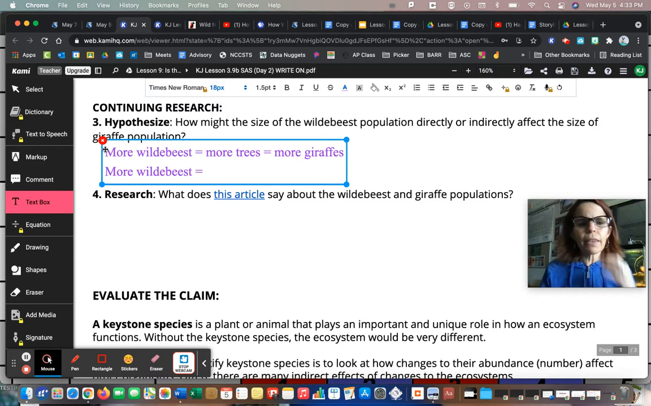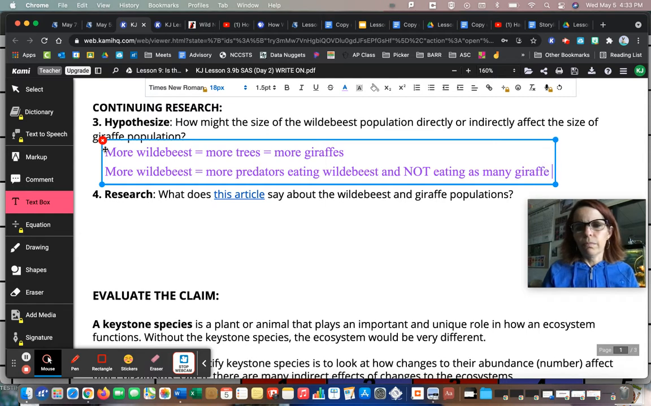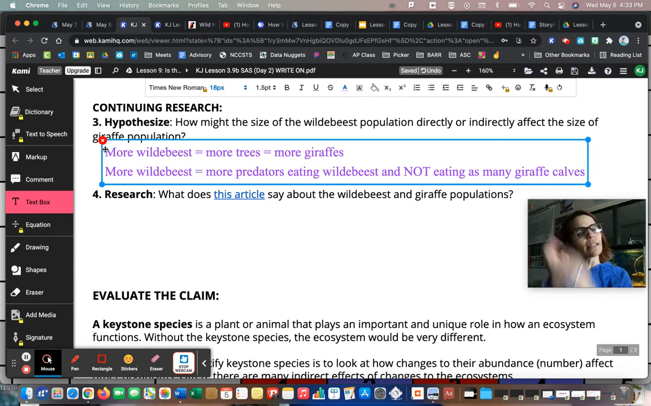So this is my hypothesis: more wildebeest equals more predators eating wildebeest and not eating as many giraffe calves. And I guess I should say, well, I won't type it specifically, but that leads to a bigger giraffe population. And I will tell you that giraffes are a threatened species. That means their population has been coming down due to human things. And so anything that's going to help the giraffe population is great for our ecosystem.